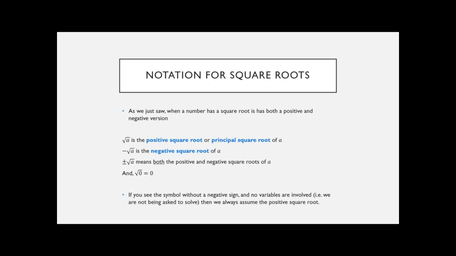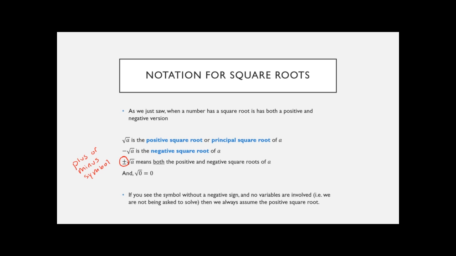With a negative in front, that gives us the negative square root. And then there's a special symbol that you'll see once we're solving quadratic equations using the quadratic formula: a plus and a minus on top of each other. This is called the plus or minus symbol.